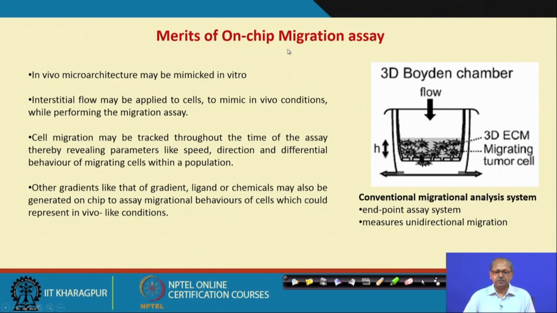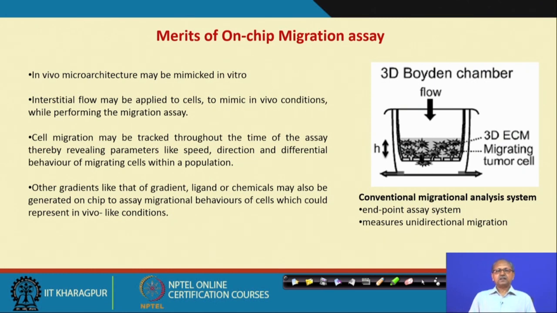So, the merits of on-chip migration assays are the following. In vivo microarchitecture may be mimicked in vitro, and interstitial flow may be applied to cells to mimic in vivo conditions while performing the migration assay. Cell migration may be tracked throughout the time of the assay, thereby revealing parameters like speed, direction, and different cell behavior of migrating cells within a population. And other gradients can be imparted in that microfluidic system.